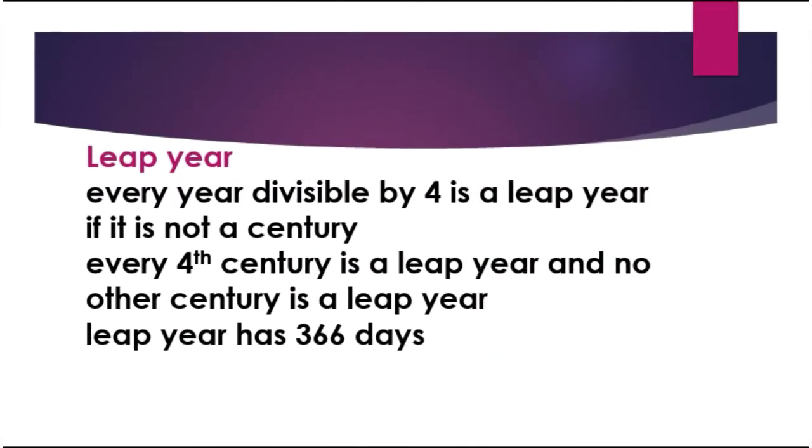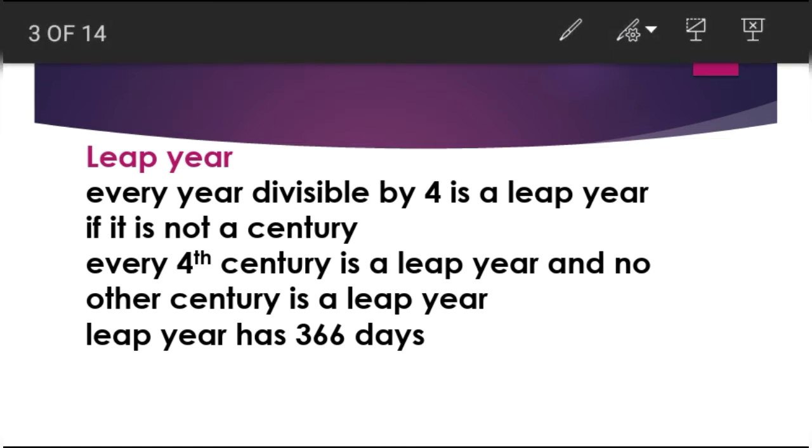What is a leap year? Every year which is divisible by 4 is a leap year if it is not a century. Every 4th century is a leap year and no other century is a leap year. A leap year has 366 days, whereas an ordinary year has 365 days.